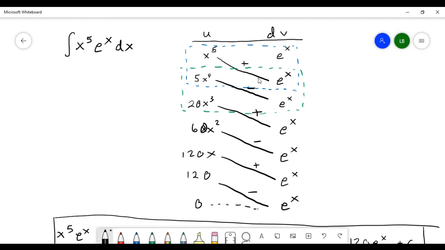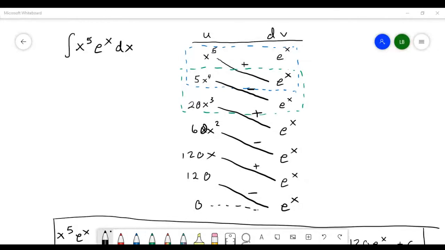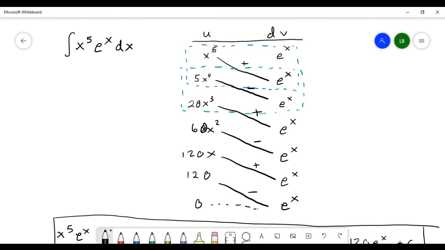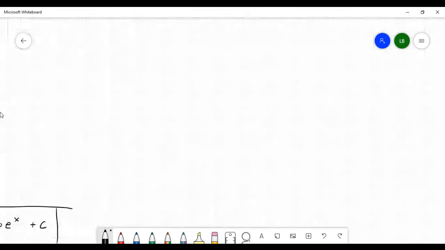As far as practice, we'll go ahead and give you, it's not too long, so yes, you would keep integrating on the dv side. Why don't you guys go ahead and try the integral of x cubed sine of x dx. Go ahead and try that one out.